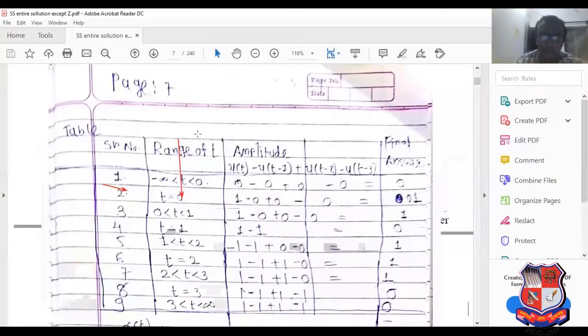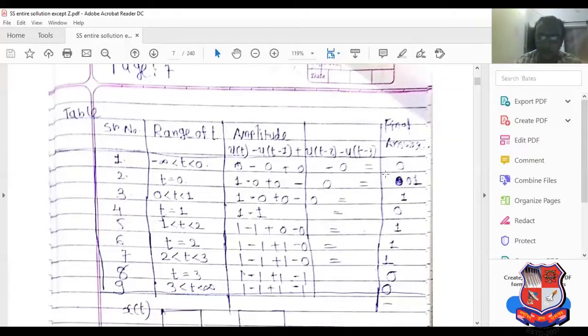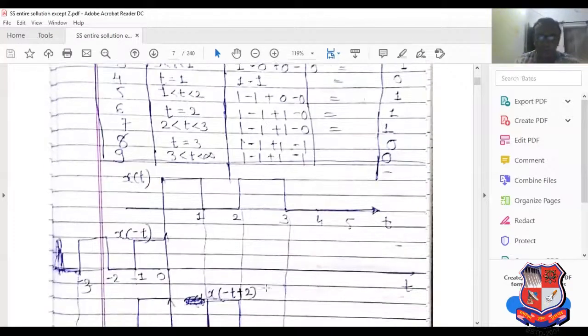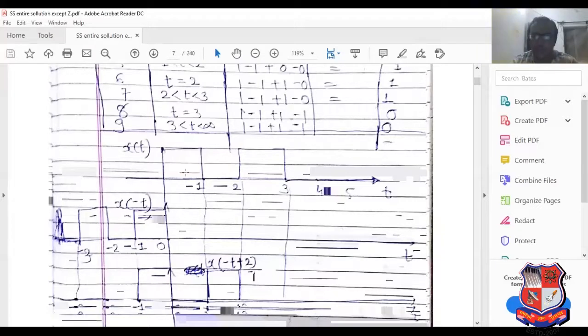From the range of t minus infinite to 0, 0 minus 0 plus 0 minus 0 equal to 0. At t equal to 0, amplitude is 1. From 0 to 1, amplitude is 1. At t equal to 1, amplitude is 0. 1 to 2, amplitude is 1. At t equal to 2, amplitude is 1. Between 2 to 3, amplitude is 1. At t equal to 3, amplitude is 0. From 3 to infinite, amplitude is 0. So here it is known as x of t.